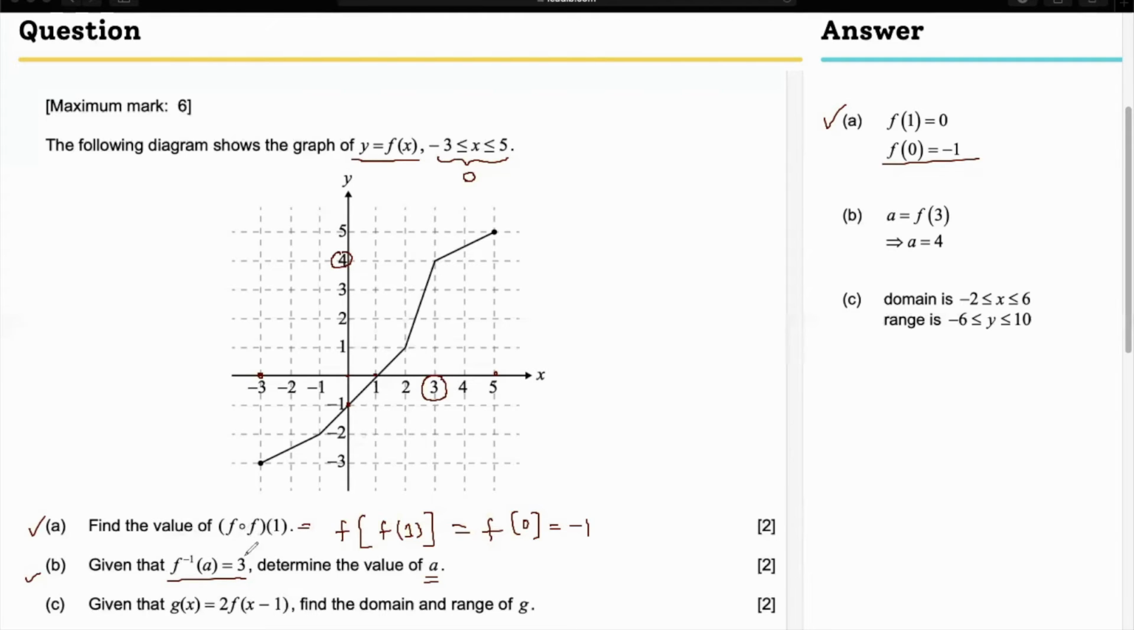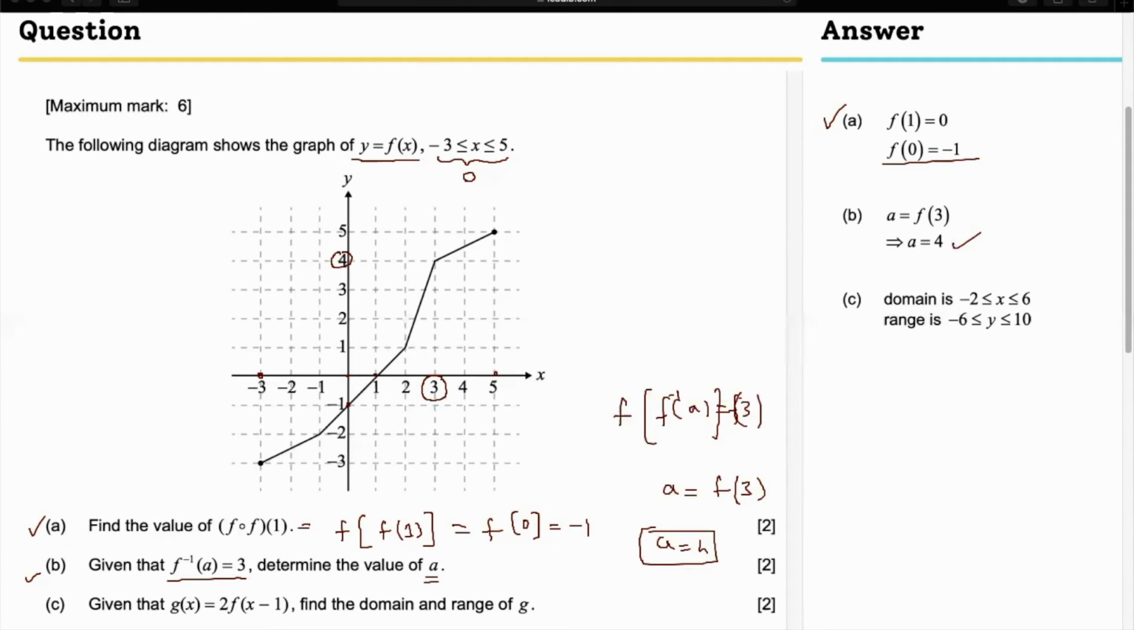Or you can actually do a proper procedure and solve this. You can write f inverse of A is equal to 3, and then you apply f on both sides. The f inverse will cancel out, and you'll get A is equal to f of 3, and f of 3 is 4. So this is the answer. So A is 4. The second part is also fairly simple, and we got the answer. That is A is equal to 4.